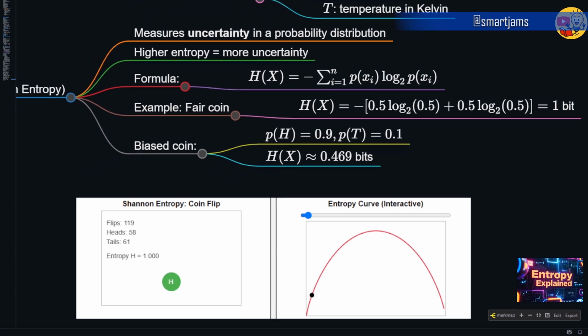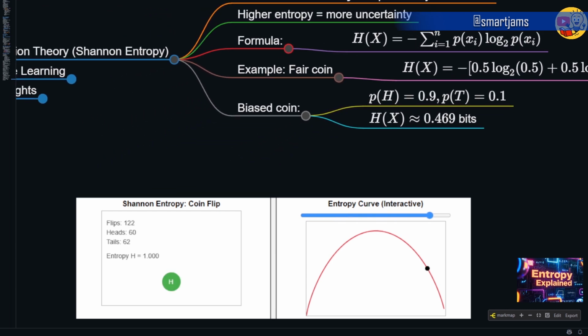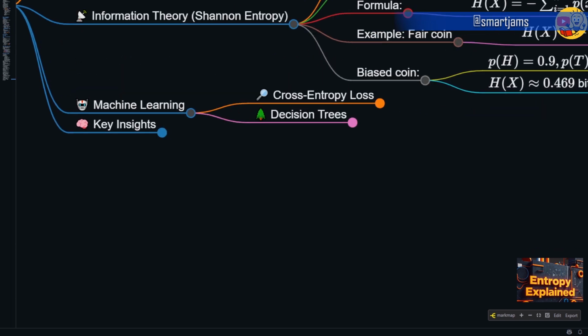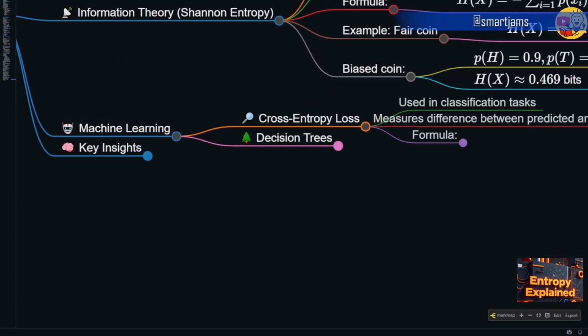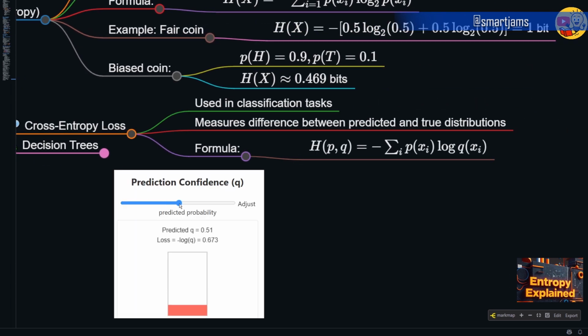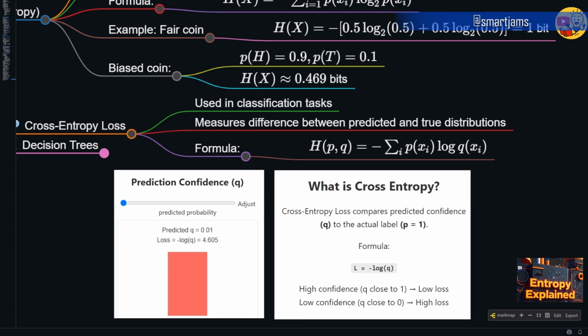This idea of measuring uncertainty becomes especially useful when applied to machine learning. In machine learning, entropy is used to evaluate uncertainty and guide decision-making in models. One key application is in cross-entropy loss, which compares how far off a predicted probability distribution is from the actual distribution. The formula sounds like this: H of P and Q equals negative the sum over i of P of x sub i times log of Q of x sub i. This is essential for classification tasks, helping the model learn to predict better over time.